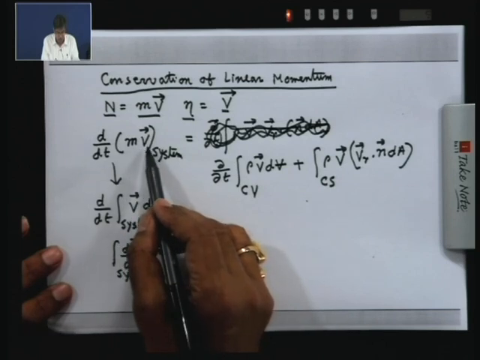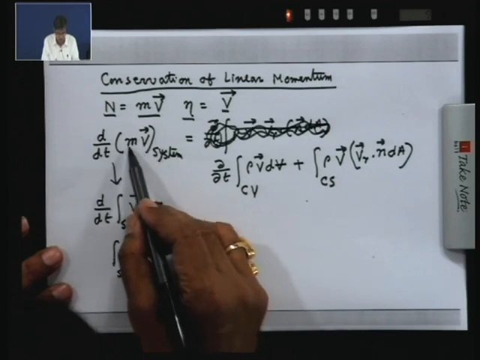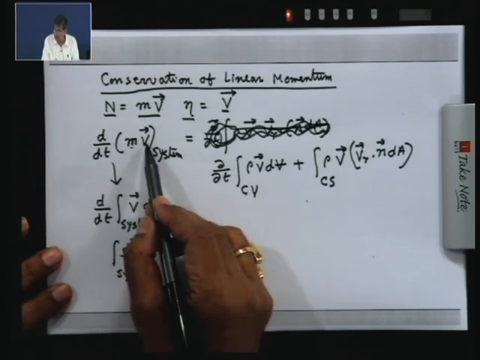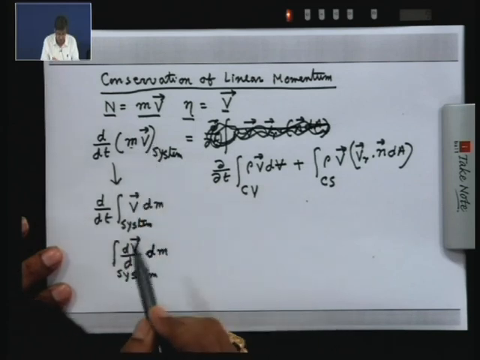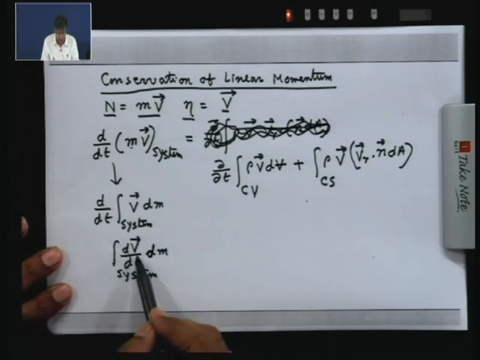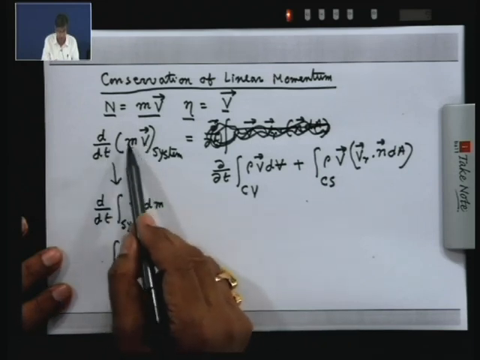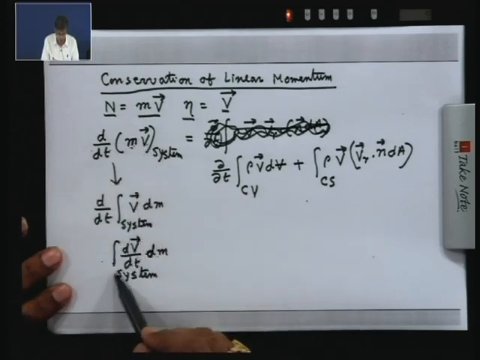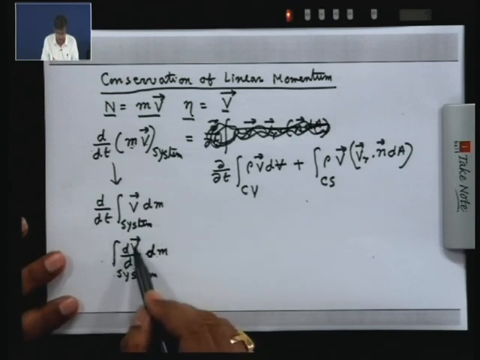Now, m is the system mass, and V is the velocity at each and every point of the system. So, if dV/dt is varying within the system, then we can make this integration. If dV/dt comes out, then dV/dt into the integral dm is m dV/dt, since m is constant for this system. But we can write the integral of dV/dt dm in consideration of the fact that dV/dt, the rate of change of velocity, may vary within the system.